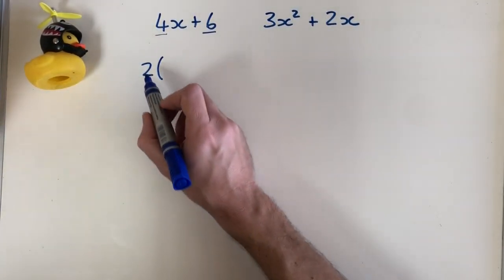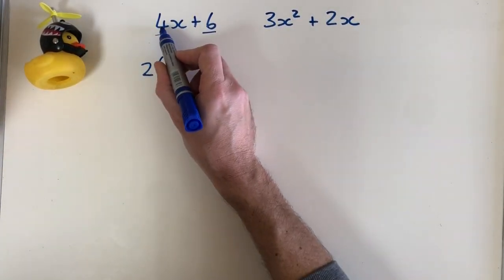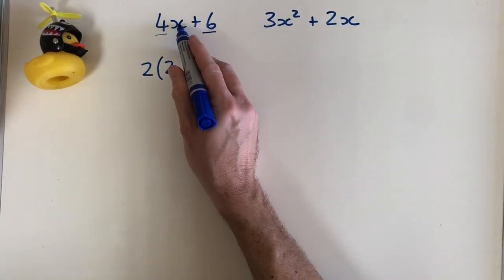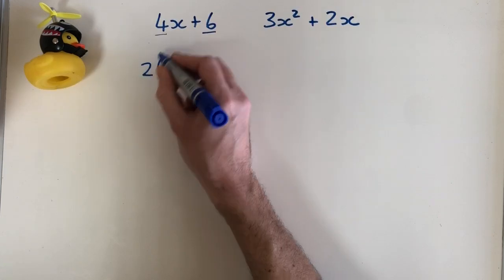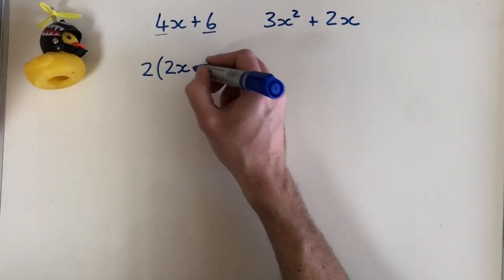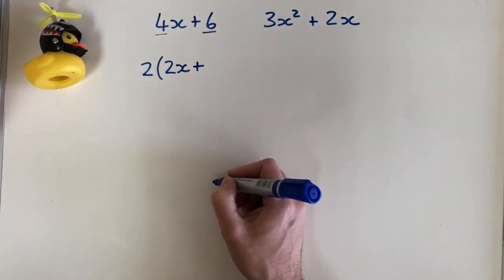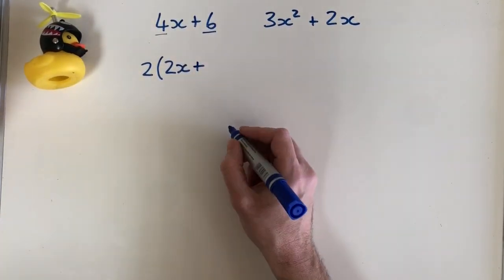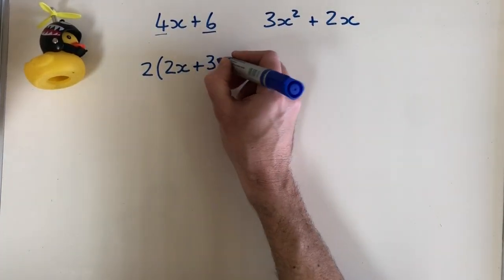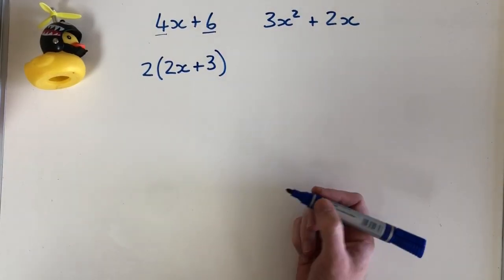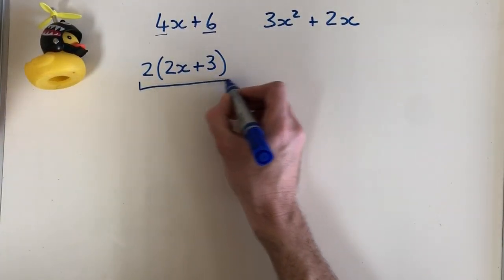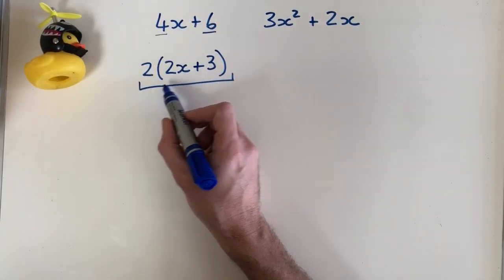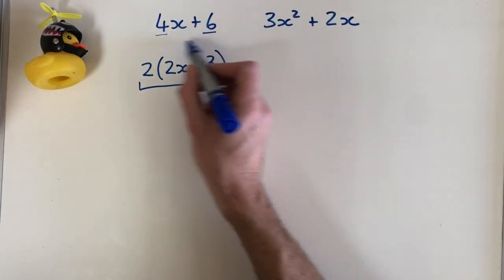My question is, 2 times what will give me 4? That would be 2. And I have to add the x, because 2 times 2x will give me 4x. Then I can just bring down the plus. And the next question is, 2 times what will give me 6? That would be 3. So I've factorized this, because now this is one term. I know there are two terms in between, in the brackets, but this as a whole would be seen as one term.